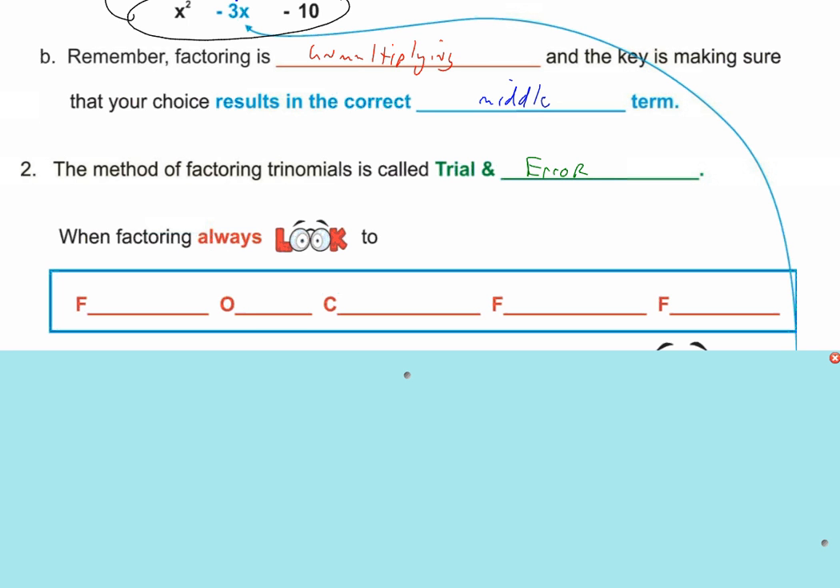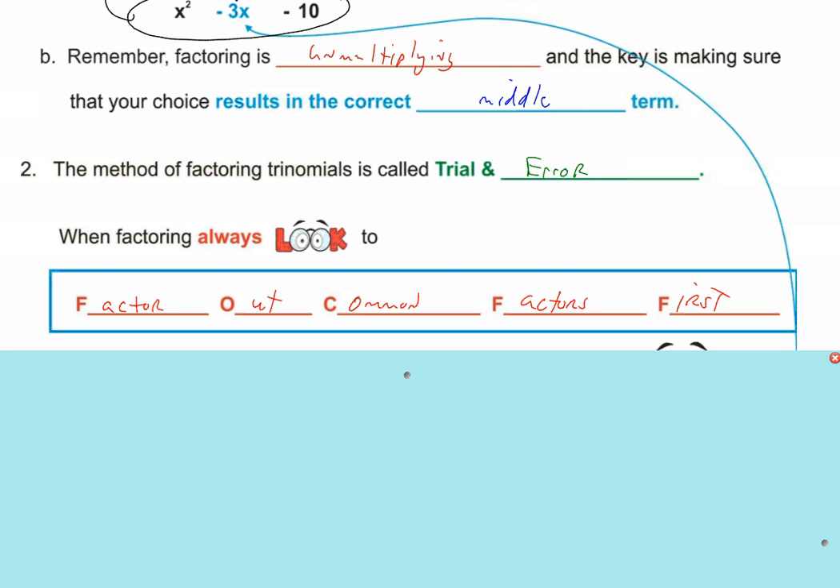All right. When factoring, here's how you start all factoring. Always take your red and finish each of these words: factor out common factors first. That was our first lesson, wasn't it? Factor out common factors first. That's how you start your factoring, by factoring out common factors first.